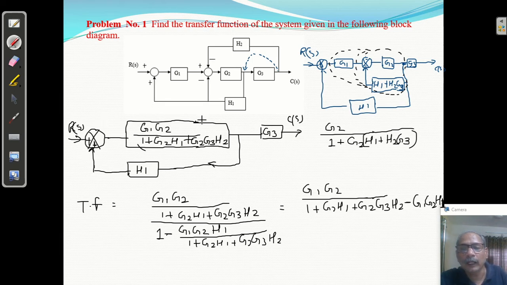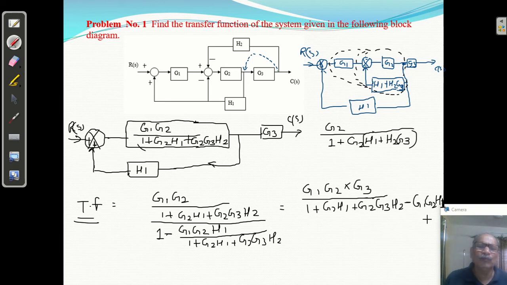transfer function of this block, and this G3 is cascade with this, so total transfer function equals this into G3. That is the answer. That is the total transfer function of the system. We got it, G1 G2 G3 upon 1 plus G2 H1 plus G2 G3 H2 minus G2 G1 H1. Okay, so that is the answer I got.